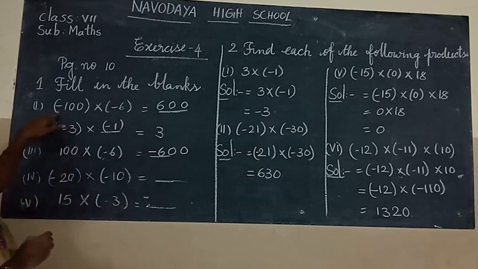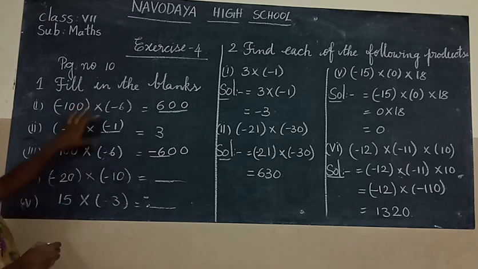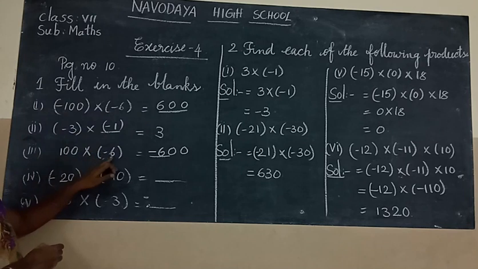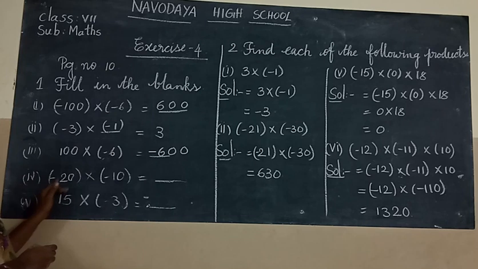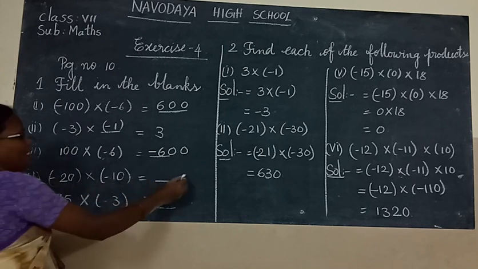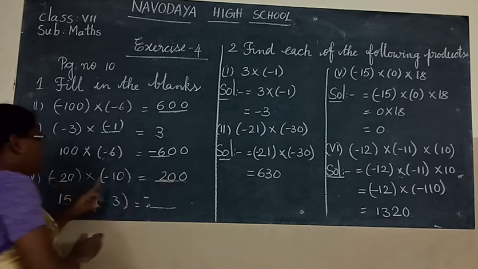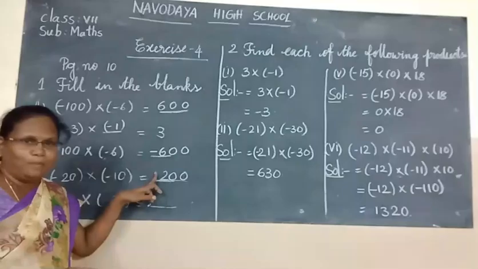Here 100 is a negative integer and -6 is a negative integer. Both are negative integers they gave. Minus into minus is plus. Here one is positive and one is negative. 100 into 6 is 600. Plus into minus is minus. Next, -20 into -10. Minus into minus is plus. 10 zeros are 0, 10 twos are 20. No need to write the plus sign.